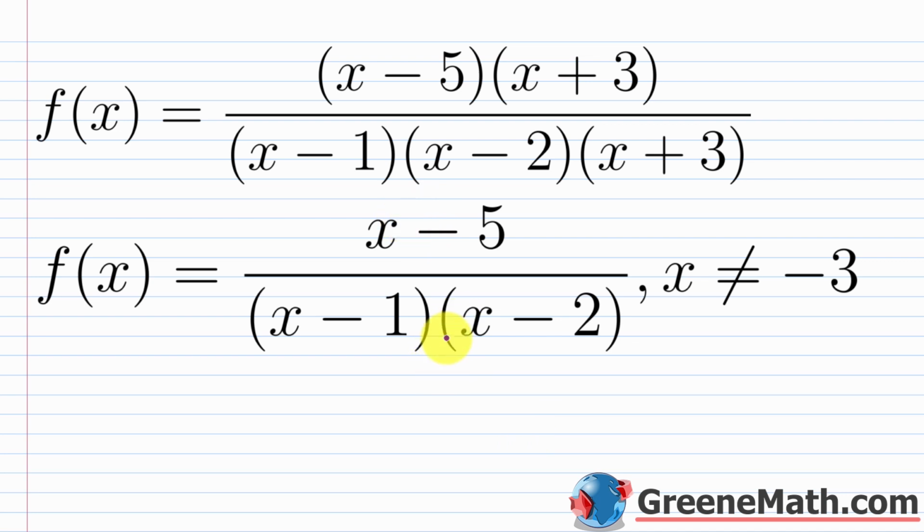If that's not obvious to you, you can just do FOIL here. So x times x is x squared. The outer would be negative 2x. The inner would be negative x. The last would be negative 1 times negative 2, that's positive 2. Combining like terms here, this is x squared minus 3x plus 2. So the main thing is to look at the degree of the numerator, which is 1, and the degree of the denominator, which is 2. And if the degree of the numerator is less than the degree of the denominator, you have a horizontal asymptote, which is the x-axis, or the line y equals 0.